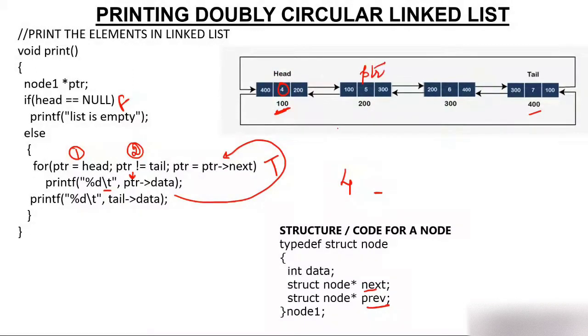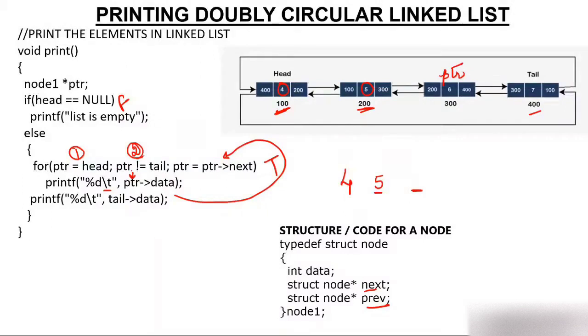At the node having address 200, I'll again check the second part. Is ptr not equal to tail? Ptr is 200, tail is 400. Yes, they are not equal, so the condition again becomes true. I'll move inside and print ptr data. What is ptr data now? 5. So I'll print 5, put a space again, and increment ptr. Ptr will have ptr next. What is ptr next? 300. So ptr will now come to the node having address 300.